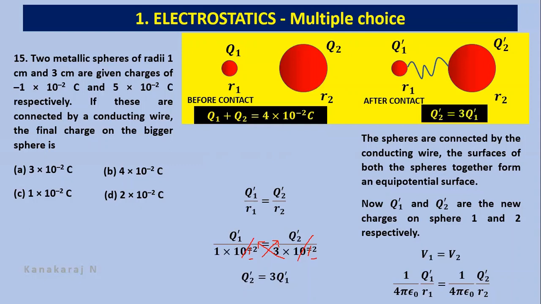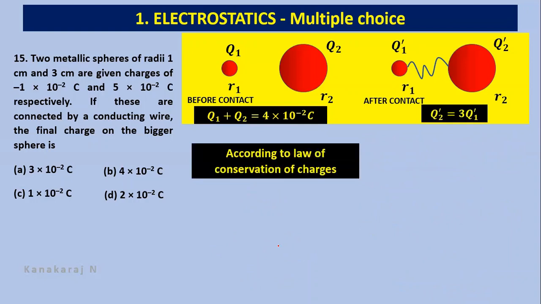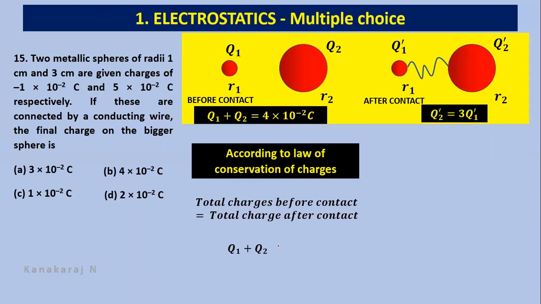So we'll go for the principle of this particular problem. The principle is the law of conservation of charge. The total charge before contact equals the total charge after contact. The total charge before contact is Q1 plus Q2. The total charge after contact is Q1 prime plus Q2 prime. So the principle is Q1 plus Q2 equals Q1 prime plus Q2 prime. Let us substitute Q1 plus Q2 equal to 4 into 10 power minus 2 coulomb equals Q1 prime.